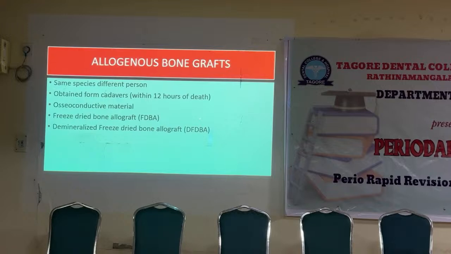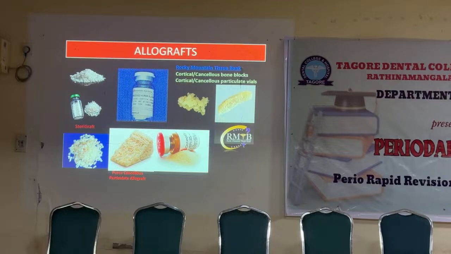And it can be either freeze-dried bone graft or demineralized freeze-dried bone graft. Okay, right? Allografts come in a powder particle size. It is available in the market, maybe 5,000, 7,000 rupees. Just buy it and put it in. The patient does not want a second stage surgery.